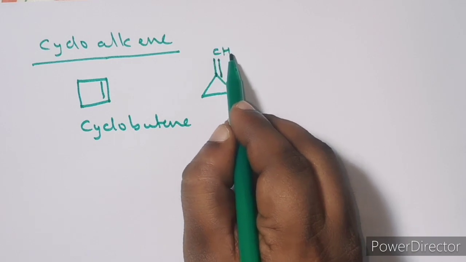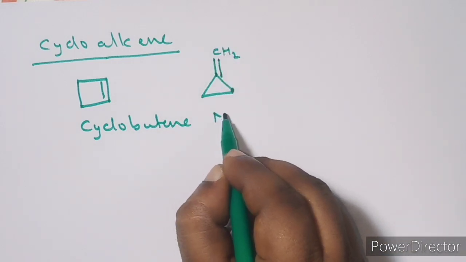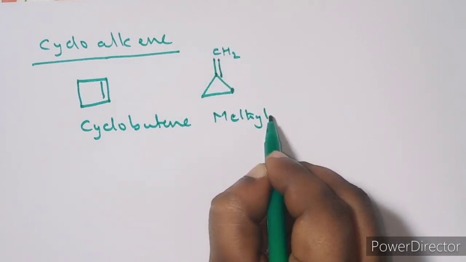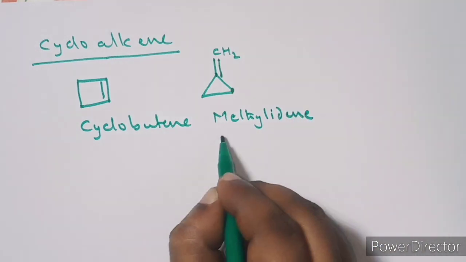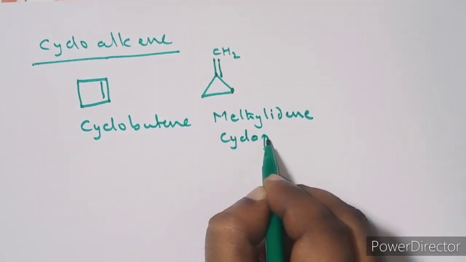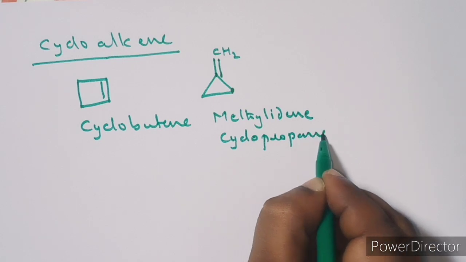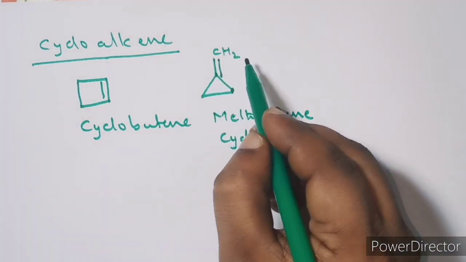This is called methylidene cyclopropane. So this double bond is called an exo double bond.